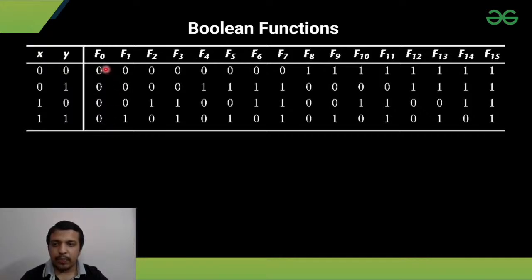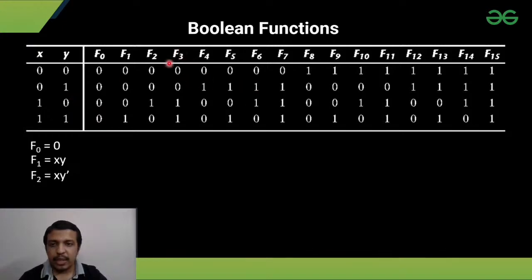For f0, it is always 0. So f0 can be written as simply 0. Considering f1 now, in f1 we have a 1 where x is 1 and y is also 1. So f1 can be written as x and y. Now coming to f2, here there is a 1 where x is 1 and y is 0. So x and y complement.